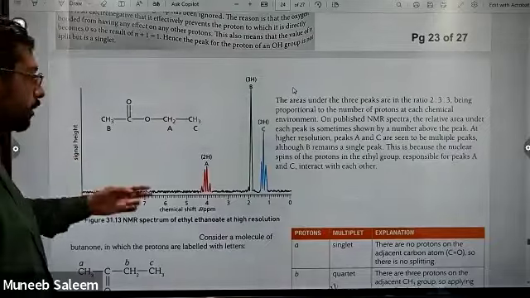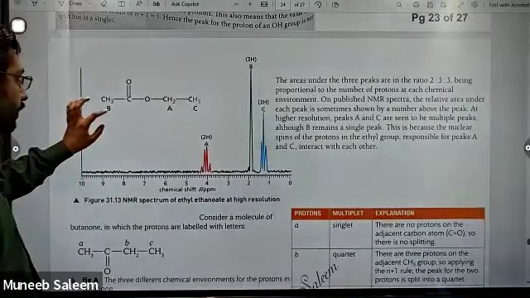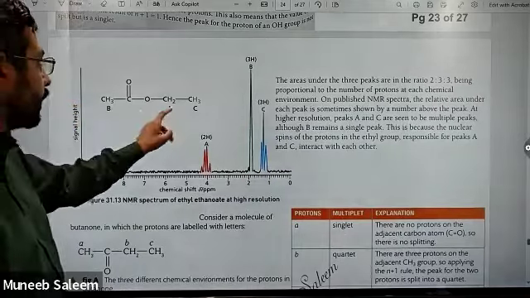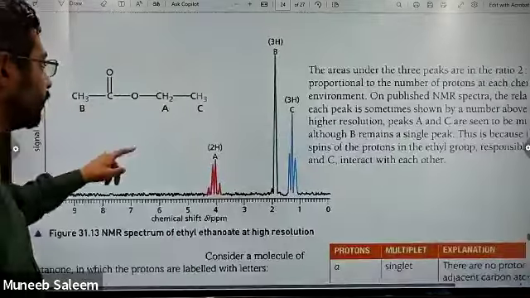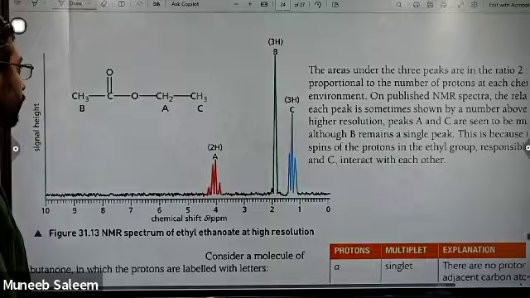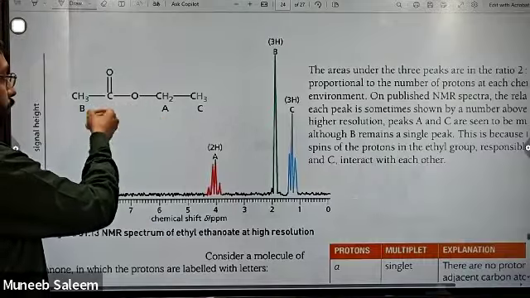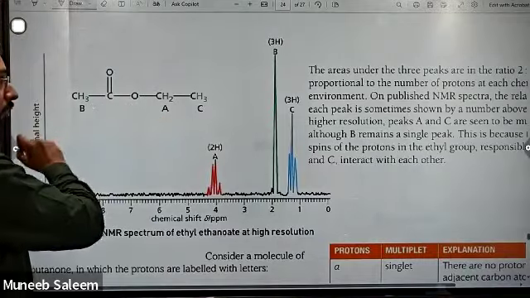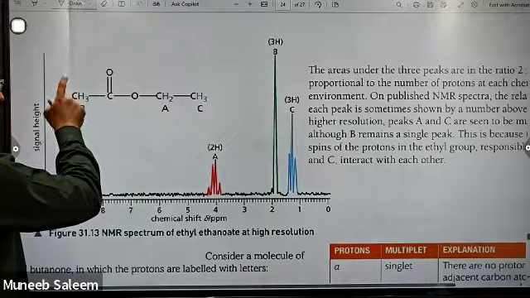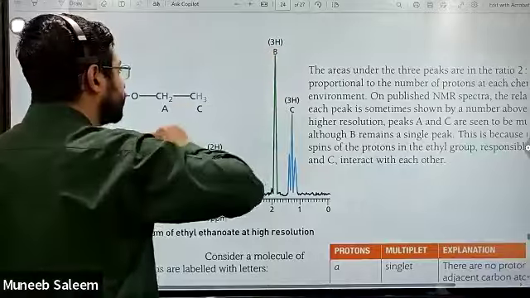Now take another example. This is the example of the ester ethyl methanoate. So we have 3 different chemical environments. Now these 3 hydrogen atoms will not be split because there is a large distance between the hydrogen atoms, more than 3 bond distance. So these green hydrogen atoms are indicated by one single peak of 3 hydrogen atoms.